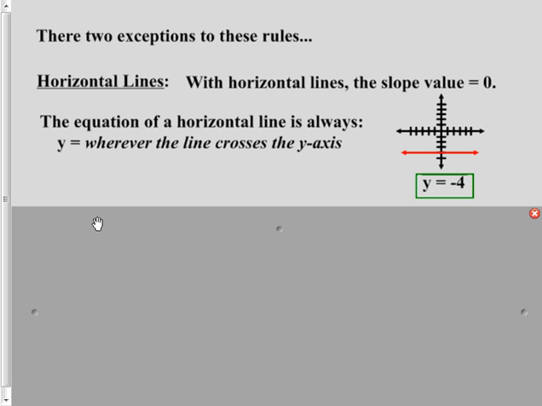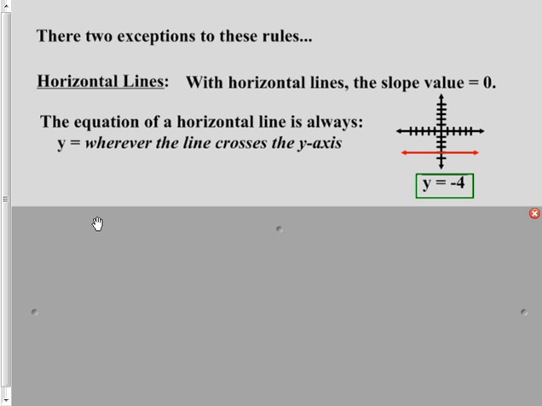That puts a 0 in the numerator of the slope fraction, and any fraction that has a 0 for its numerator has an overall value of 0. So when you plug into slope-intercept form, you will end up with y equals 0x's plus some number. If there are no x's, then they're not even going to write the x's down in the equation. So the equation of a horizontal line is always going to be y equals a number that emphasizes wherever the line crosses the y-axis.